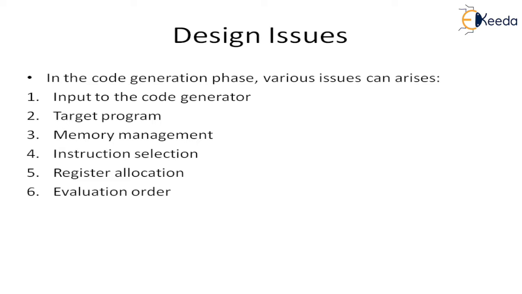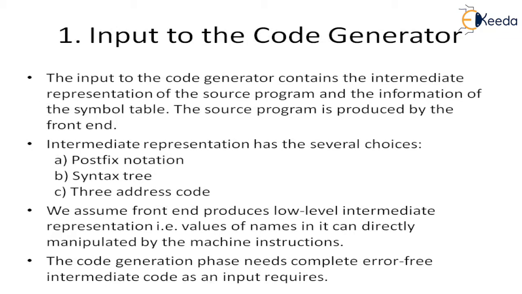And the sixth one is the evaluation order. First is nothing but the input to the code generator. The intermediate representation has many choices, like the postfix notation, syntax tree, or three address code. As per that, we can give the input to the code generator.